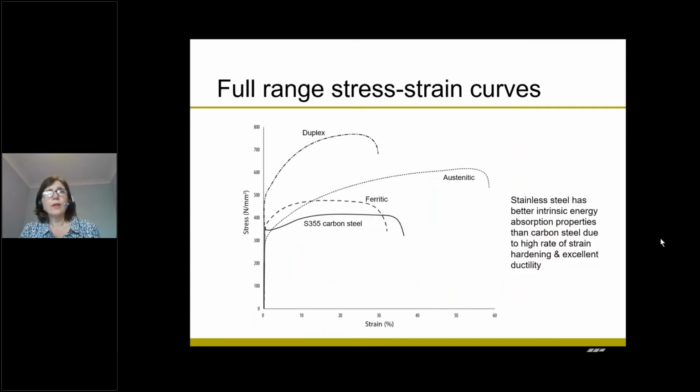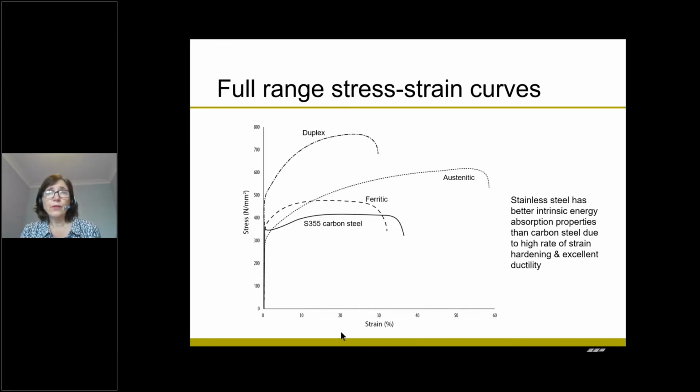Now on this graph, I've shown the full range stress strain curve. And the purpose of this really is to highlight the very good ductility of stainless steels. You can see that the austenitic family really has exceptional ductility. The duplex stainless steels, similar ductility to carbon steels.